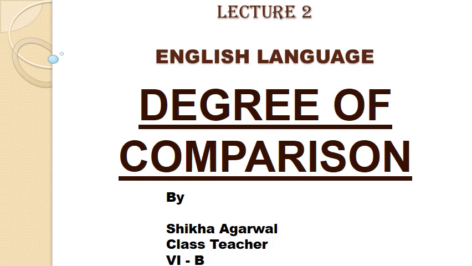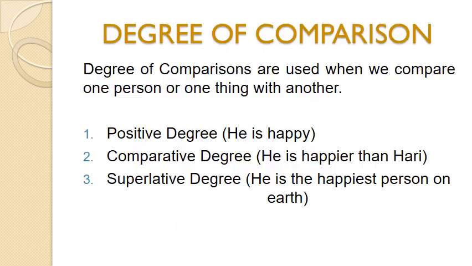In this video, we are going to learn about degree of comparison, which is used when we compare one person or one thing with another. There are three types of degree of comparison: positive degree, comparative degree, and superlative degree. And the example is also given here. He is happy. This is the emotion of a person. Happy is an emotion and it tells about the state of emotion of a person, how he feels. That is, he is happy.